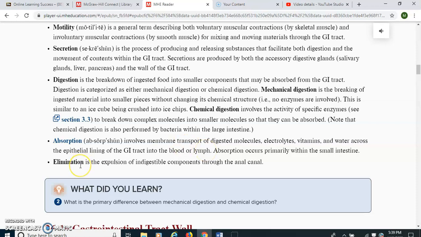And then elimination is the last function, and that one was called defecation in lab. So elimination or defecation, either one would mean the same thing. That's when anything that we took in that we can't use or can't break down, we consider indigestible, and so it'll be expelled from the body through that process of elimination or defecation. So those are our general functions for our digestive system.